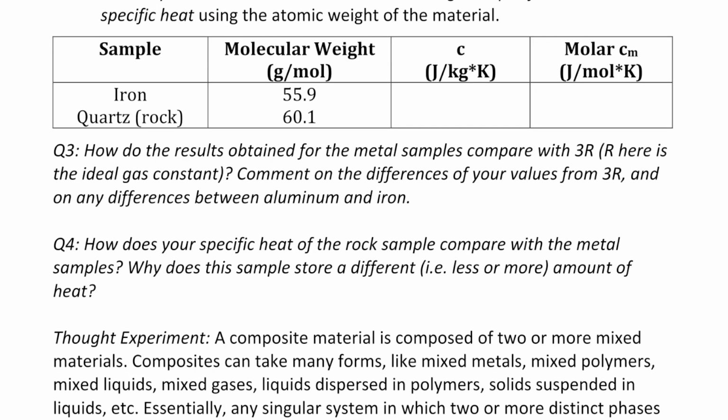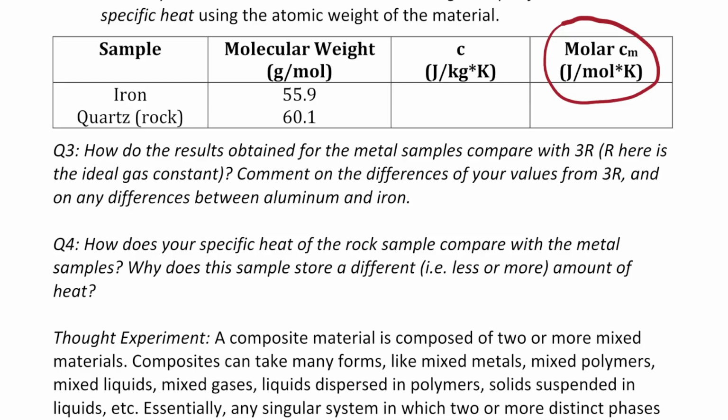And then question 3 was, how did the results obtained for the metal samples compare with 3R? So earlier, we saw that for any solid, molar CM, which is this, should be around 25 joules per mole Kelvin. Some of you found that it was close, some of you didn't. Again, not every experiment's perfect, but you will notice that there's going to be some variance due to just experimental error. And so question 4 was about how the specific heat of the rock sample compared with the metal.